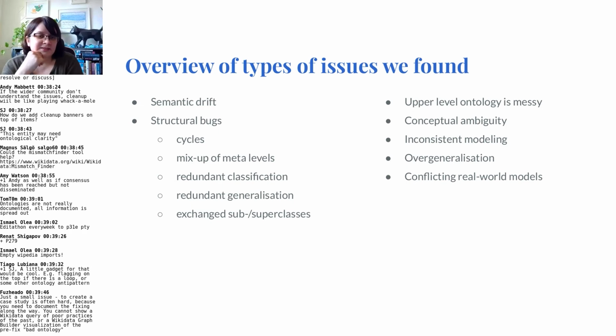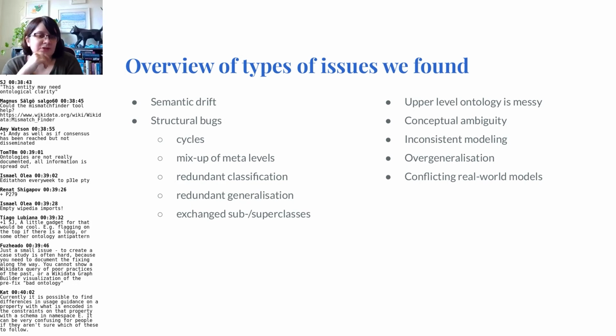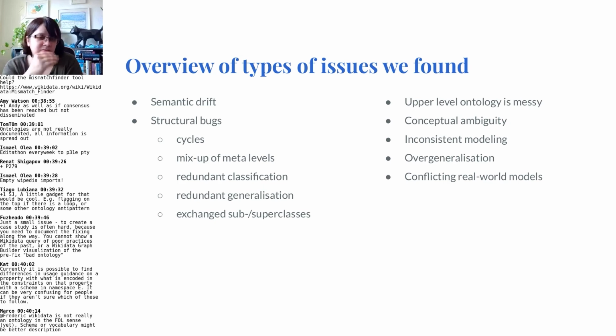Okay, then there's the question, could the mismatch finder tool help? Maybe. It might surface some issues that are caused by ontology issues. I don't think it will be the tool that will specifically help with ontology issues, but some of the conflicting data between Wikidata and another database that it's supposed to show you might be caused by some issues in the ontology.